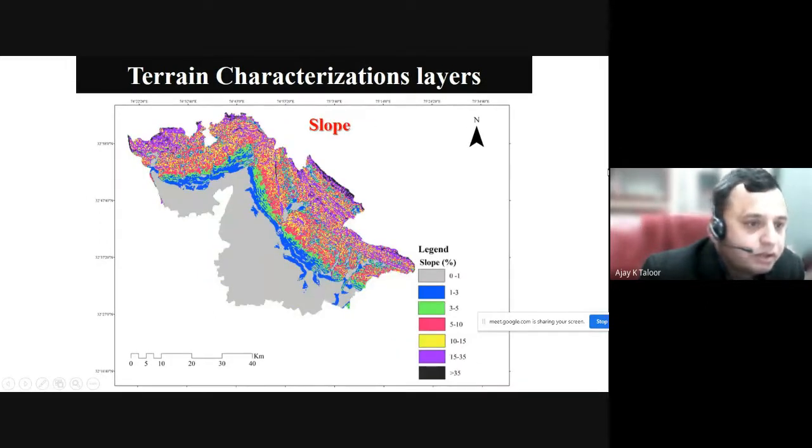Then you have the slope map. We prepared this slope map from the SRTM DEM. You can see that in the planar portions we don't have any high slope. The slope is 0 to 1%, then 1 to 3%, then 3 to 5%, 5 to 10%. The maximum slope, more than 35%, is located just in the hilly area. The general trend of the slope is towards the southwest. Next, please.